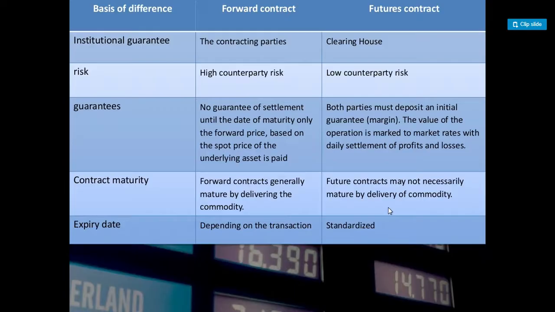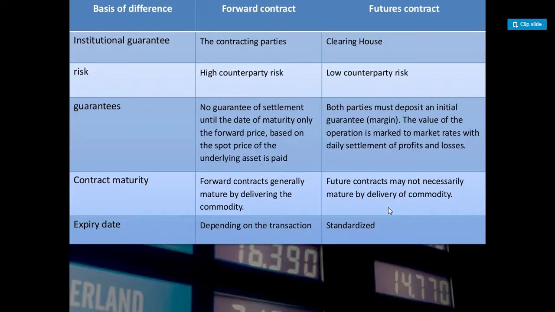And guarantee: there is no guarantee of settlement until the date of maturity. Only the forward price based on the spot price of an underlying asset is paid. There is no guarantee for settlement also, because only the buyer and seller are there. If one person runs off, the other party has to suffer the loss.